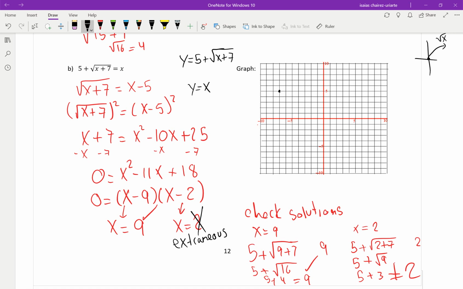And then it's the same graph, some situation like that. This is y equals 5 plus the square root of x plus 7. And now my other graph, y equals x, is supposed to just be a diagonal. This is y equals x. And I did not sketch this well at all, because they're supposed to intersect each other at x equals 9. The intersection should be x equals 9. So let me tweak my little graph here a little bit.